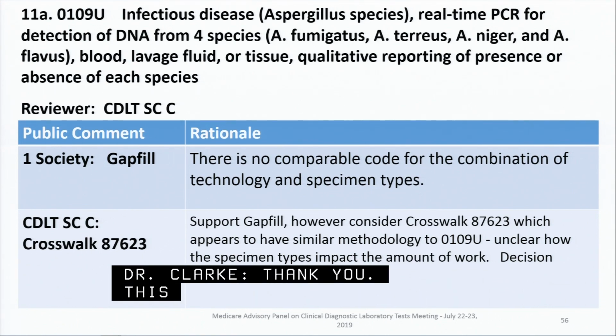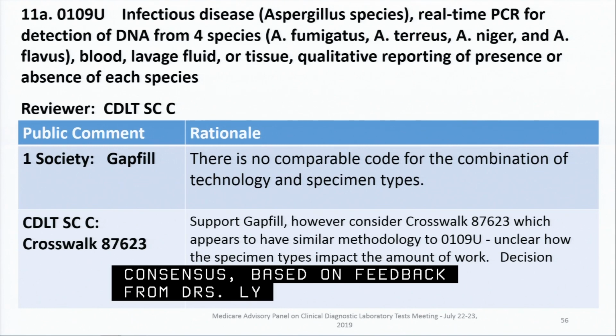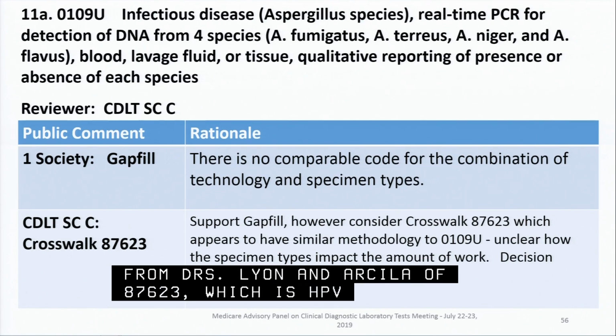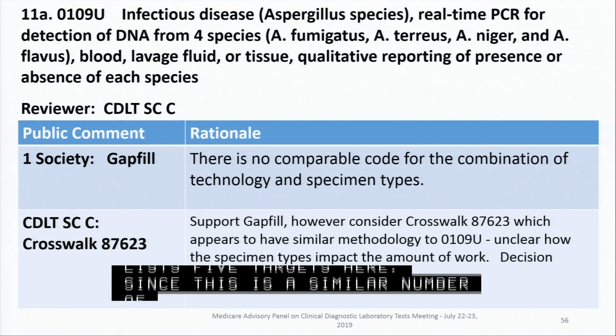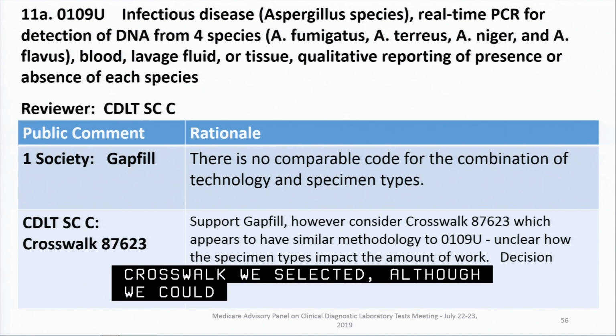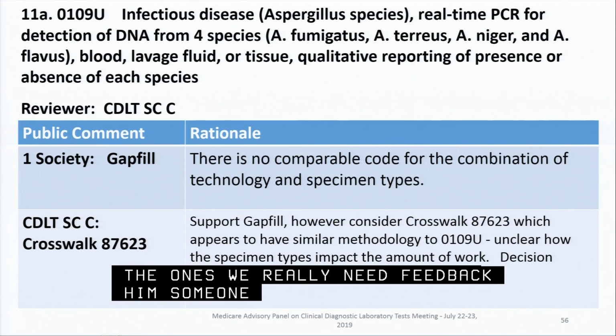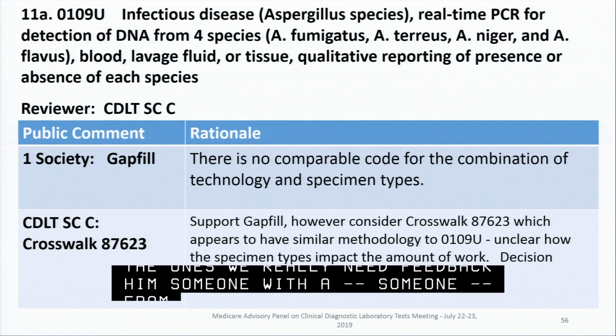So in this one, this is for Aspergillus, and just in looking at the molecular microcodes, we had a consensus based on feedback from Drs. Lyon and Arcilla of 87623, which is HPV, but they list 5 targets here. For example, 611, 42, 43, and 44. And since this was a similar number of targets, that's the crosswalk we selected, although we could probably be convinced for a gap fill if those aren't comparable. This code and the next one are the ones we really need the feedback from someone with a microbiology background.